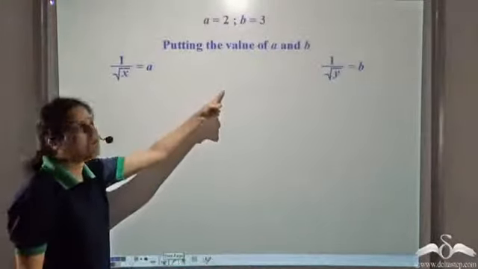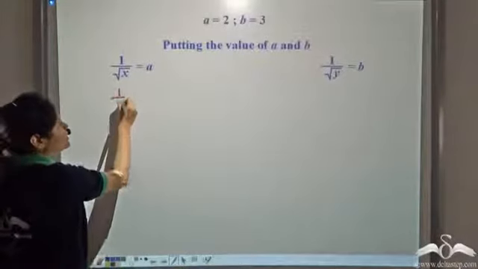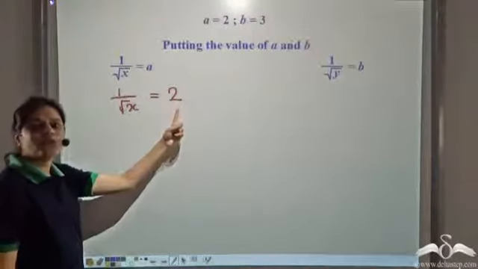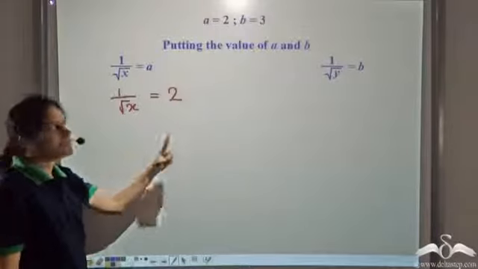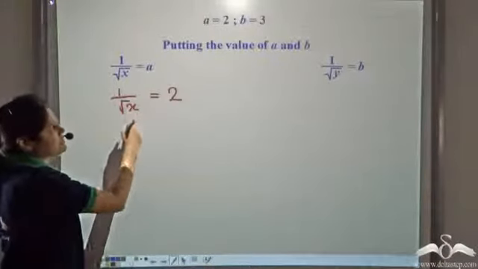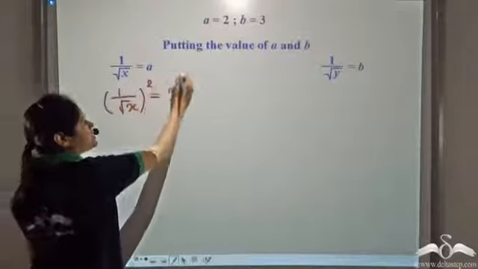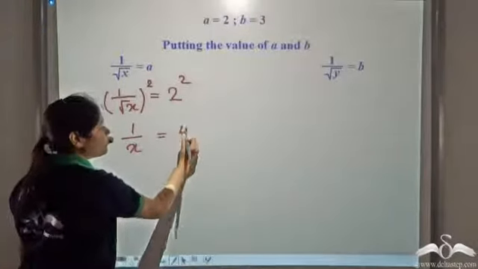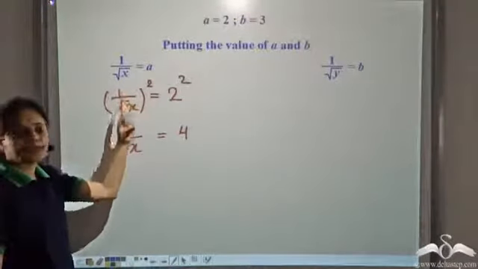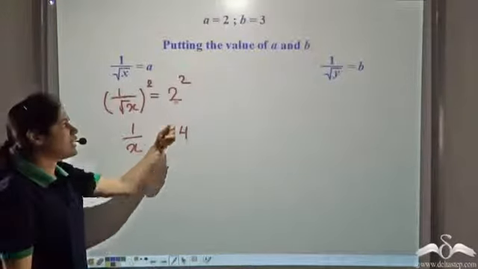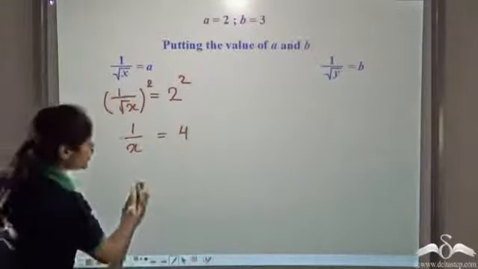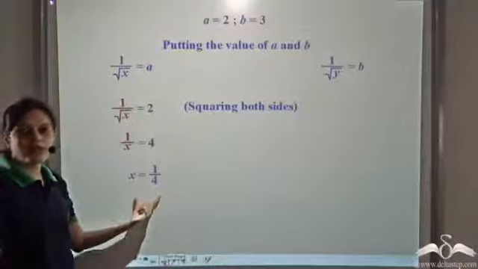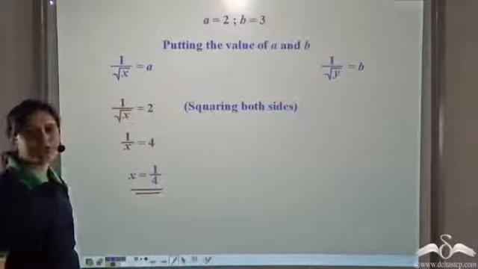Putting the value of a and b now, 1 by root x becomes equal to 2, because a is equal to 2 is the solution which we have got. Now square both the sides. So we square both the sides and we get 1 by x is equal to 4. 1 square is 1, root x square is x, and 2 square is 4, or x is equal to 1 by 4. This is what we have: x is equal to 1 by 4.